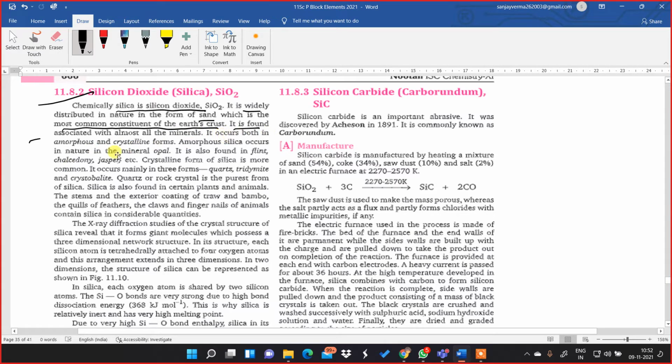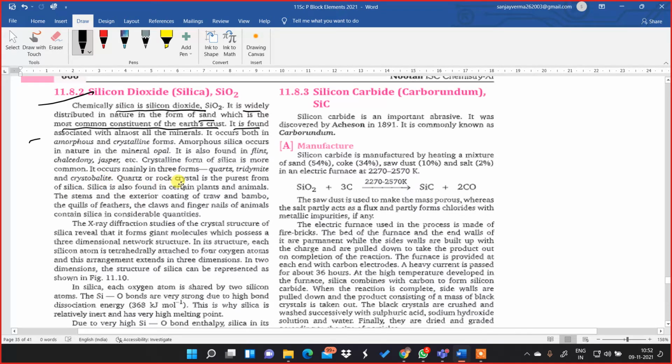It occurs both in amorphous state as well as crystalline form. Amorphous silica occurs in nature in the mineral opal. There's a mineral which is called opal. It is also found in flint, chalcedony, jasper, etc. These are all minerals. Crystalline form of silica is more common in sand. It occurs mainly in three forms: quartz, tridymite, and cristobalite.